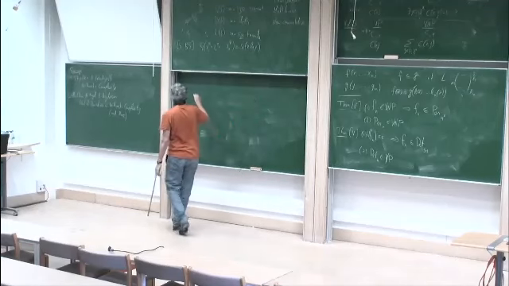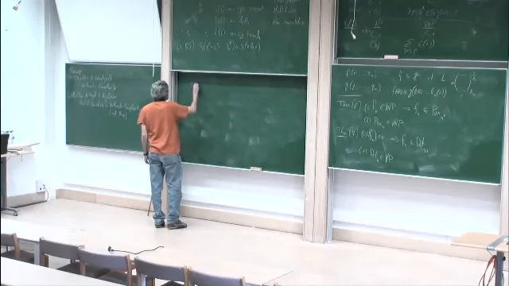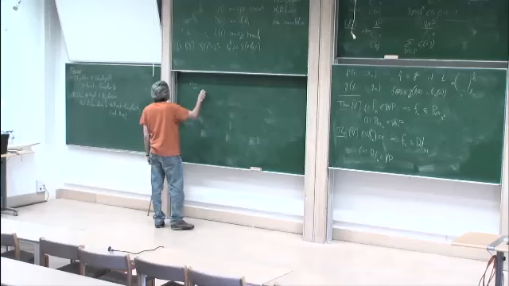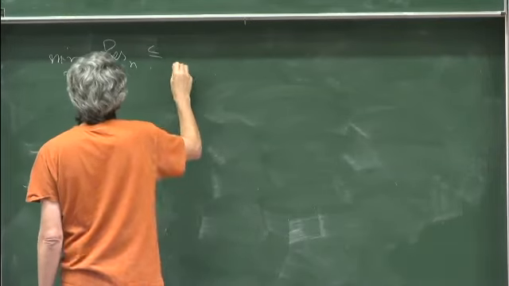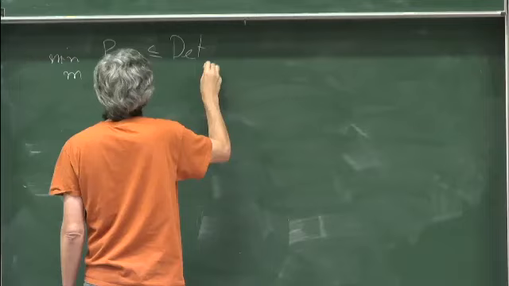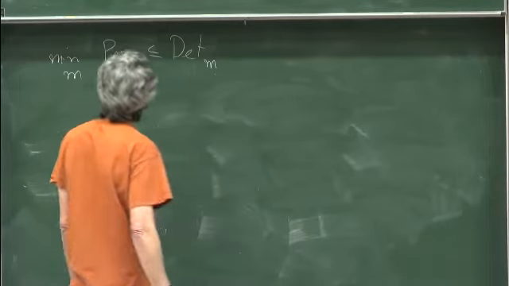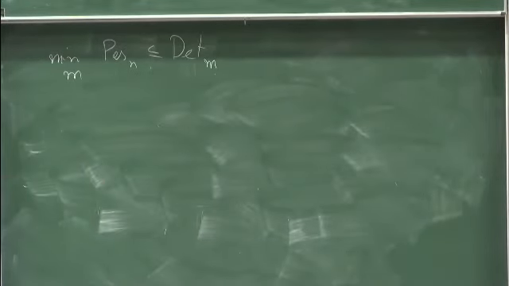So what's the minimum M such that the permanent of size N projects to the determinant of size M? Actually, it's not even clear that such an M exists, but I claim it is clear.